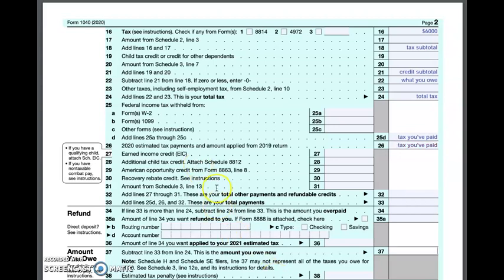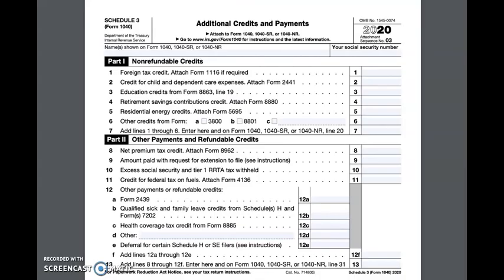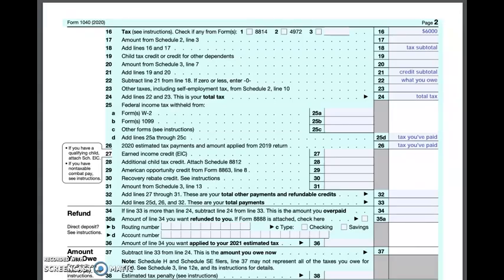Line 31 sends us back to Schedule 3, but this time at the bottom. And these are going to be your refundable credits. So you'd fill out the worksheet down here to find out how many refundable credits you might be eligible for. That would go into 31. And so then what line 32 is saying is, hey, add all of these credits that you've maybe accumulated between 27 and 31, add them together, and these are, again, a bit of a credit subtotal.